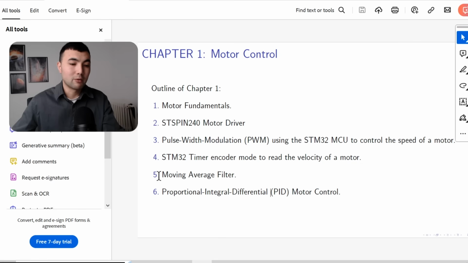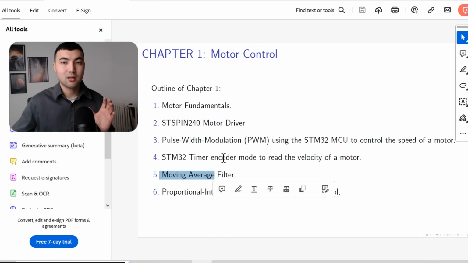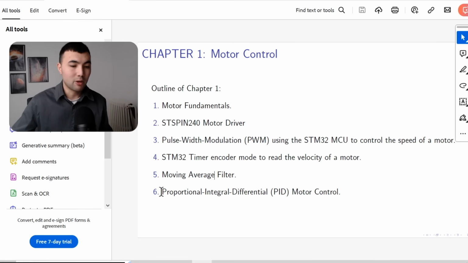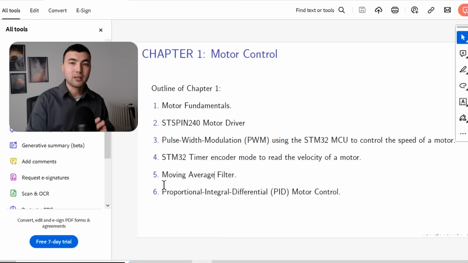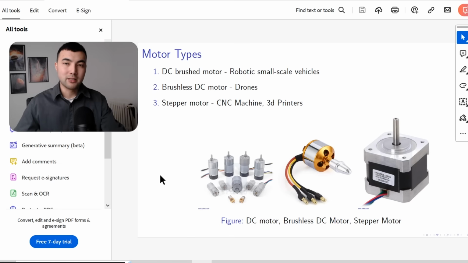Then we will cover moving average filter. Then we will finalize this chapter covering PID controller. So in this chapter, you will learn a lot of things, not only related to the motor, but also STM32 programming and related to robotics. So enough words, let's get started. So let's start from basics.